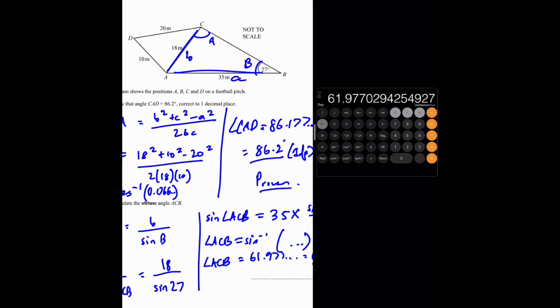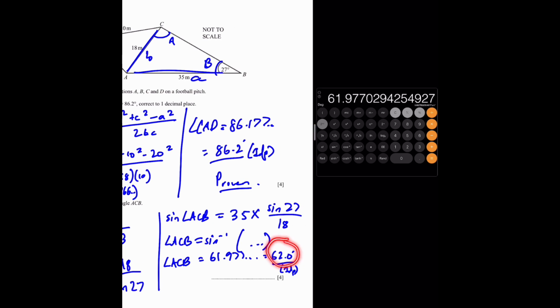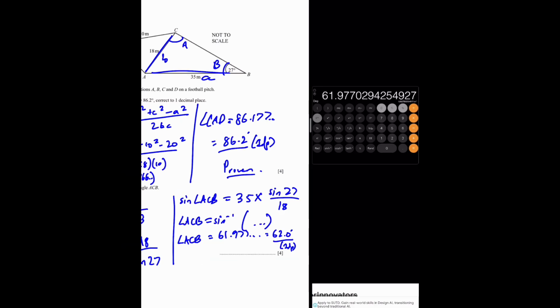So this angle which we found is not obtuse. 62 is less than 90. But obtuse angle has to be between 90 and 180. So how do we bring it to that form? There is a special rule which you can use. Sine of any angle theta is always equal to sine of 180 minus that angle theta.